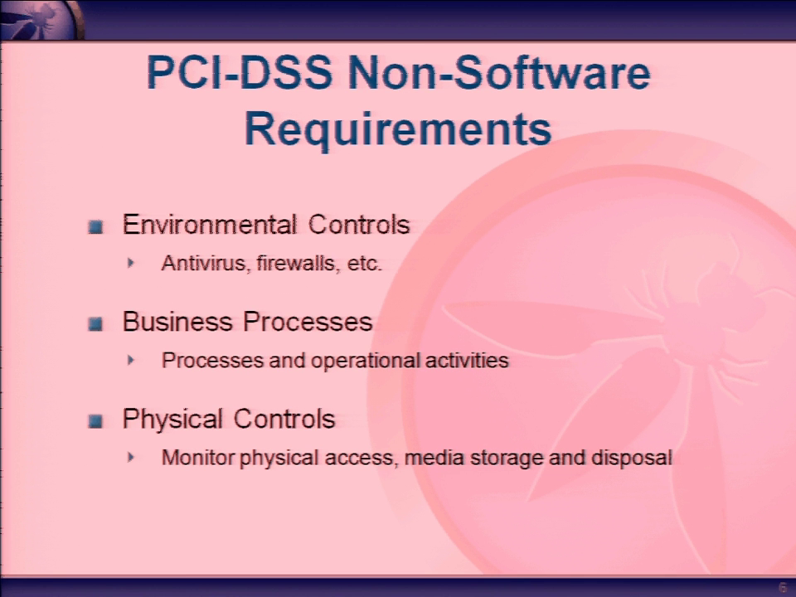Things where you're trying to secure the environment. Business processes, things where they say you have to have a policy for this, you have to test on this kind of a basis, you have to do these types of checks, right? Those are business process things. And they also have physical controls, which is like monitor physical access, disposal and storage of media, guns, gates, guards, that kind of thing. So we're not going to cover those. We're just going to cover all of the ones that would apply to the software area.